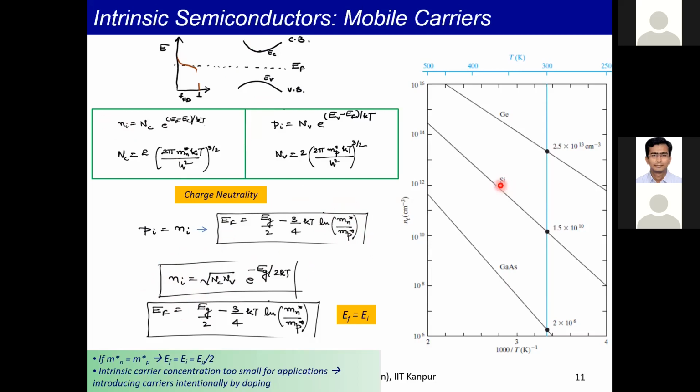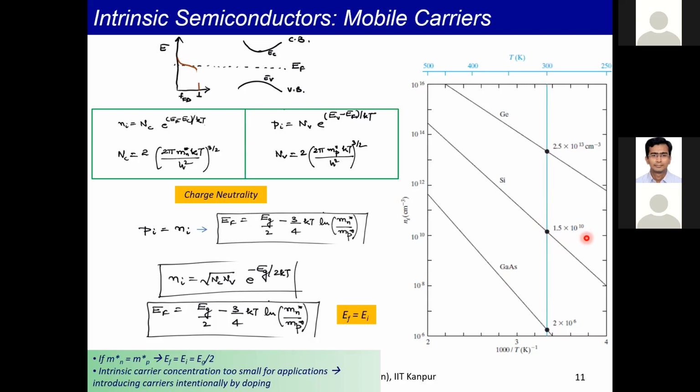So silicon has a band gap of about 1.1 electron volt. At room temperature, if you put everything, the number you get is, silicon has, at room temperature, for intrinsic silicon, 1.5 into 10 to the power 10 electrons per centimeter cube, and the same number of holes.